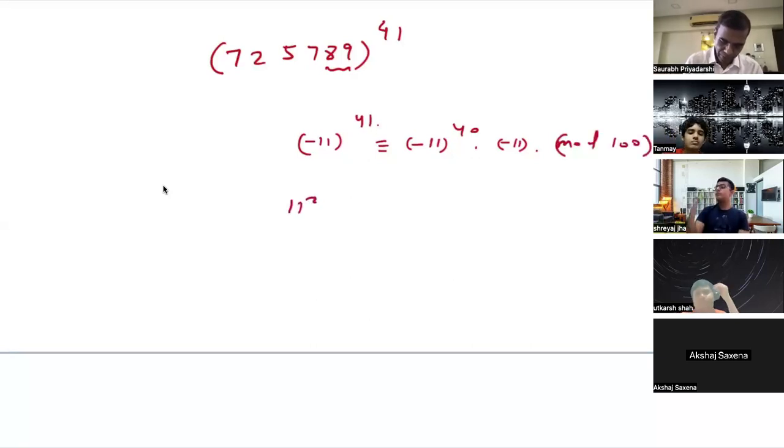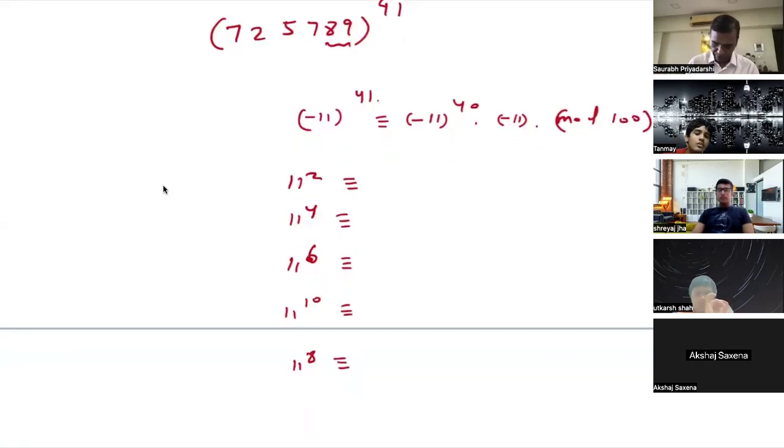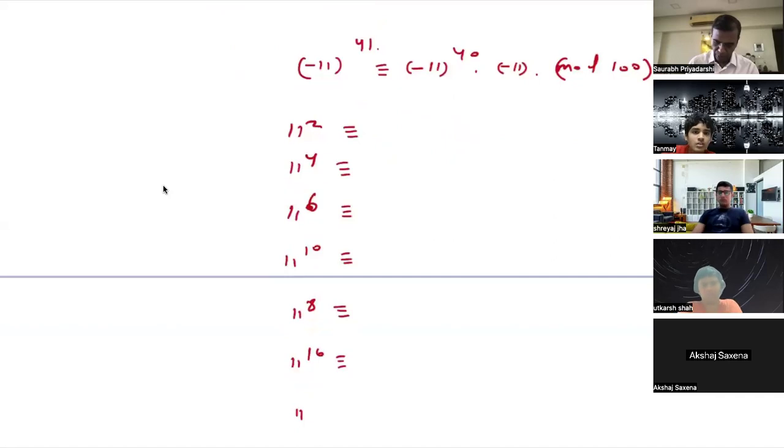11 square, 11 to the power 4, 11 to the power 6, 11 to the power 10. But by the binary method, you can find all this, right? Either you can go with a binary method or something else. Or 11 to the power 8, or 10, and 11 to the power 16, and 11 to the power 32 also. This is called the binary method, when you want to find the greatest power and you do not have to apply any formula.